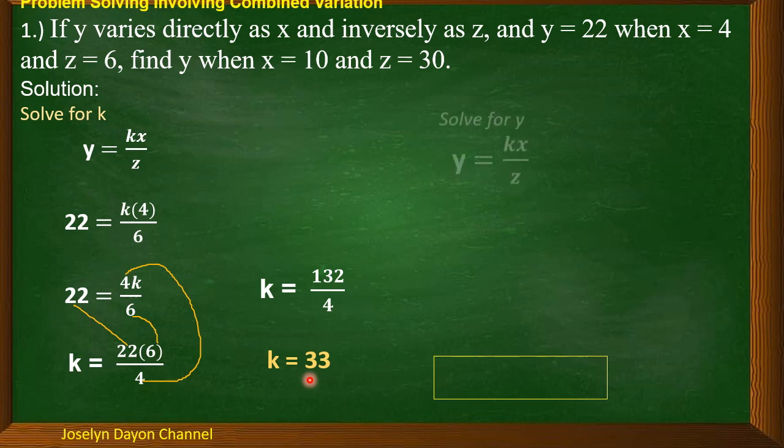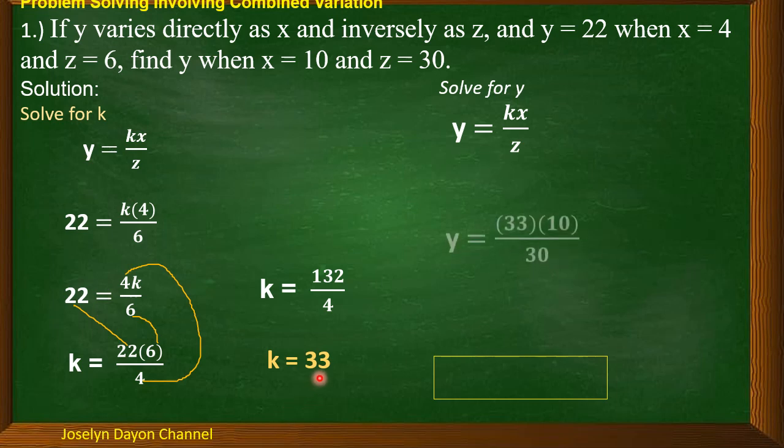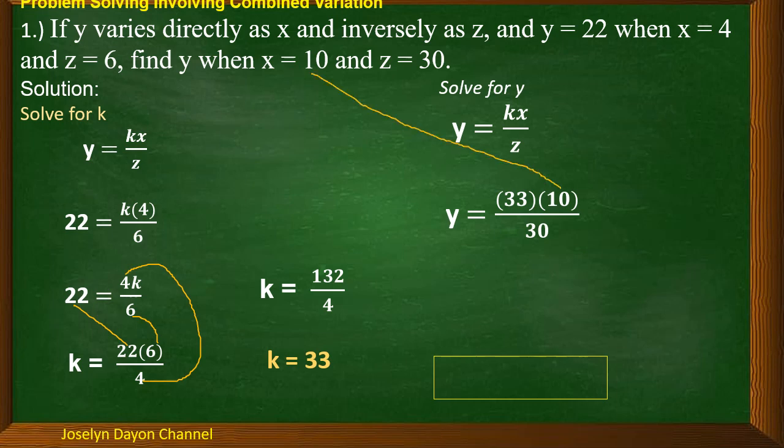Next, we have to solve for our y. We will be using the same equation. Y is equal to kx over z. This time, our k is 33, so we have to substitute our k by 33. Then our x is 10, so we have here 10. And this is our k. And for our z, we have 30.